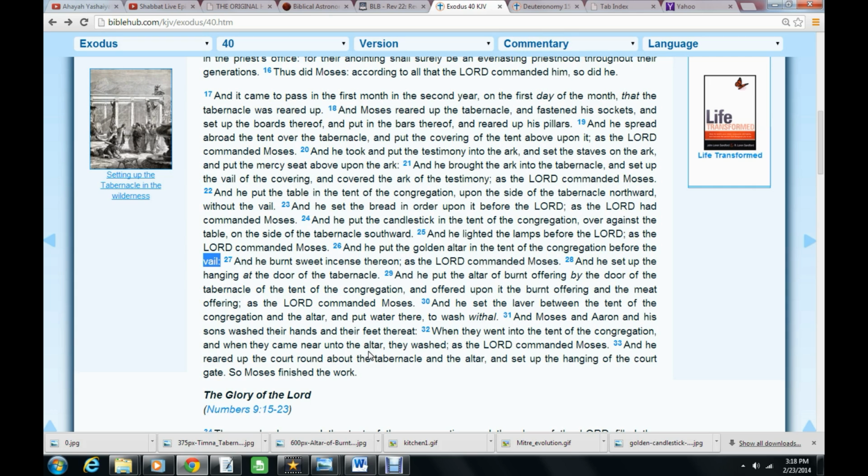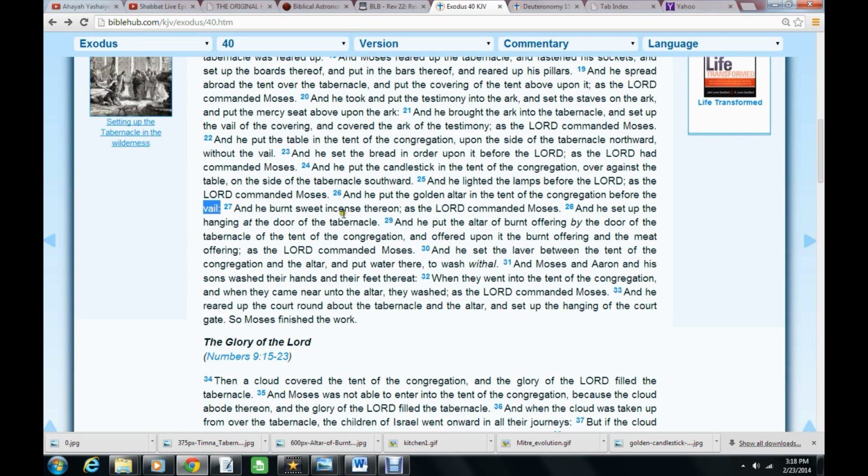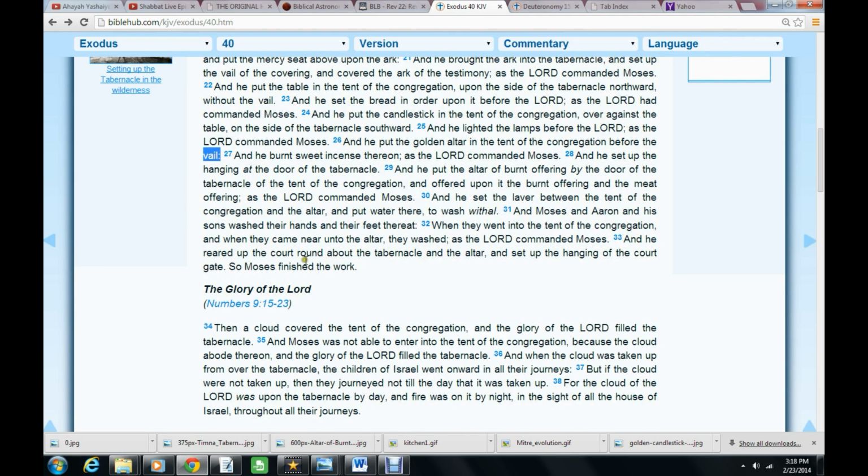And he set the laver between the tent of the congregation and the altar, and put water there to wash withal, to wash everything. And Moses and Aaron and his sons washed their hands and their feet thereat, when they went into the tent of the congregation, and when they came near unto the altar, they washed, as the Most High Ahiah commanded them. So when they went into the congregation, they would wash their hands and their feet after they passed the altar.